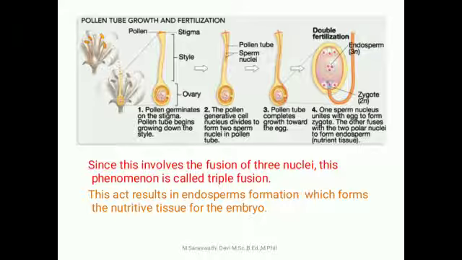This picture also explains the pollen tube growth and fertilization, that is, double fertilization and triple fusion. The secondary nucleus, or the primary endosperm nucleus, is in the 3N condition, triploid, because it involves the fusion of 3 nuclei. That's why this phenomenon is known as triple fusion. This results in endosperm formation, which is useful as nutritive tissue for the growing embryo.